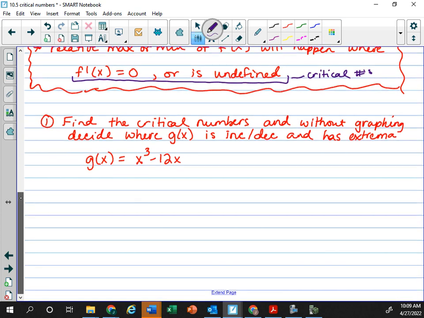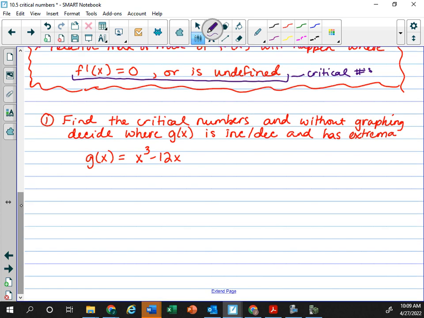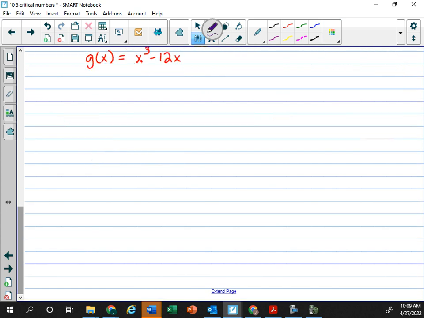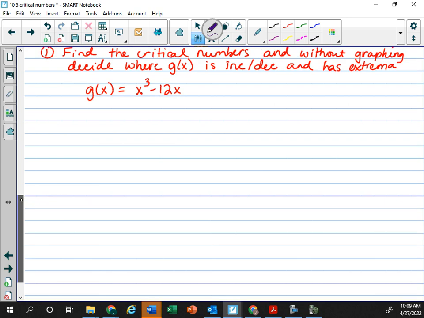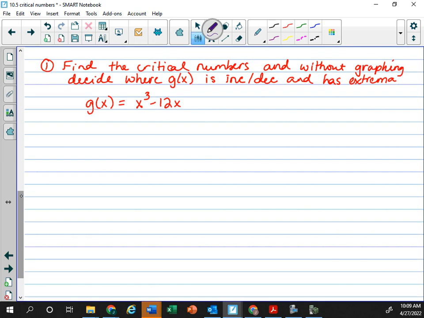All right, so critical numbers, which determine where our maxes and mins are, which helps us see where it's increasing and decreasing, all come from the derivative being 0. Okay, so the first thing we have to find is the derivative. So what is g prime of x? Good. 3x squared minus 12.